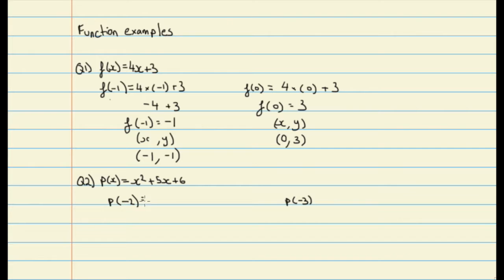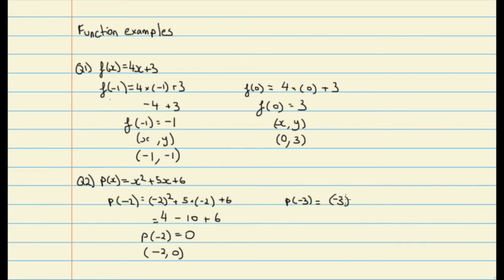So when I sub in my negative 2, I will have negative 2 all of it squared plus 5 times negative 2 plus 6. Now a little bit of maths here, so we'll have 4 minus 10 plus 6, which gives me 0. So the function value at negative 2 will be 0, which means I have point negative 2, 0 on my graph. Next up we have negative 3.